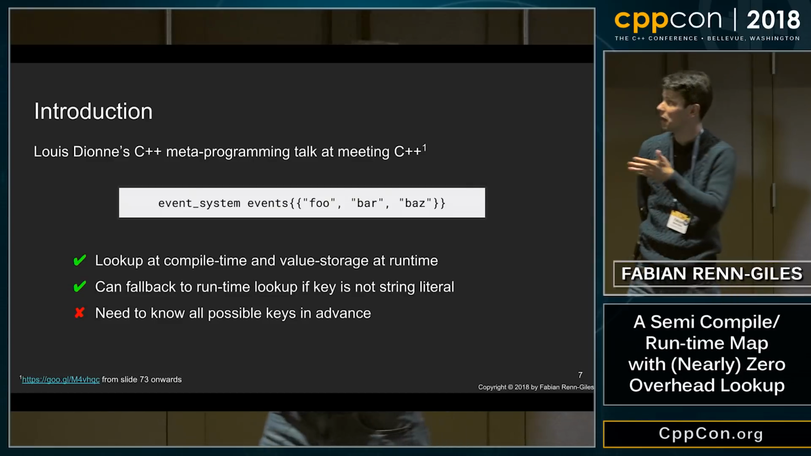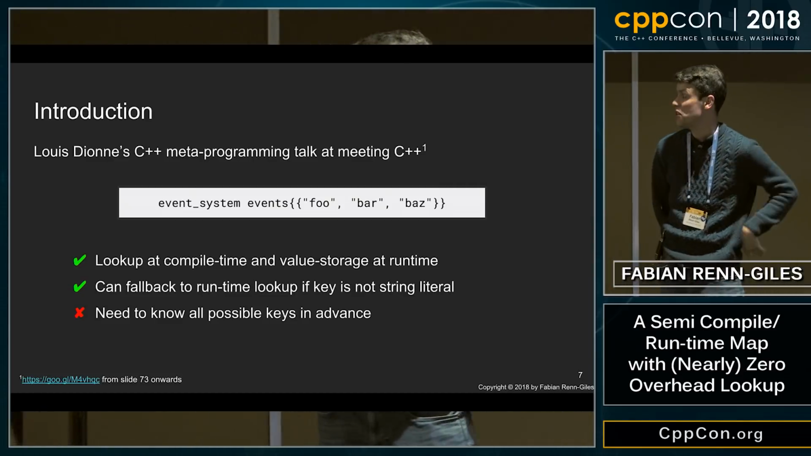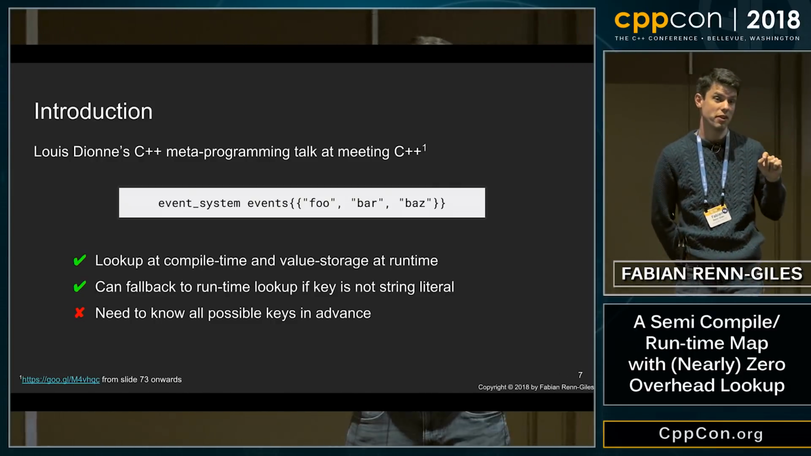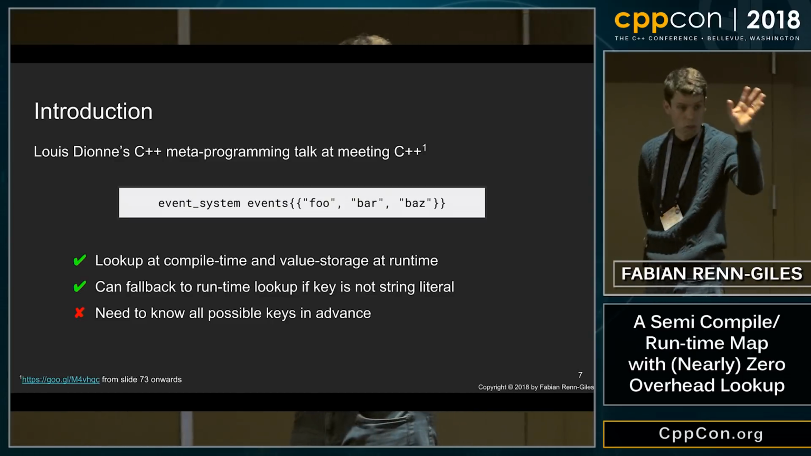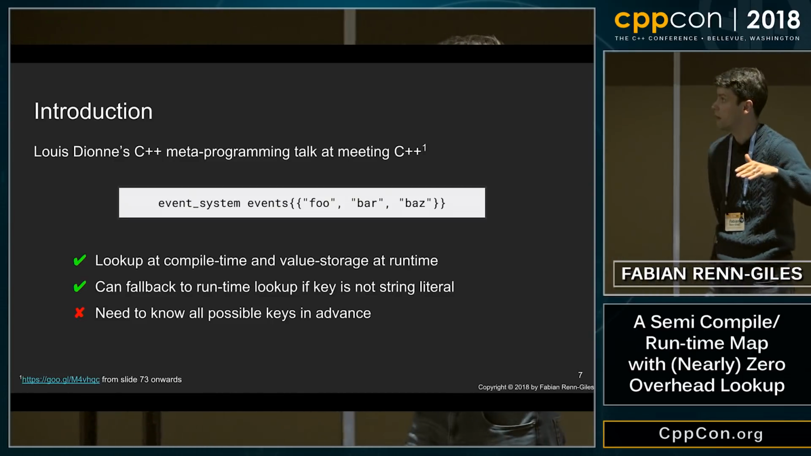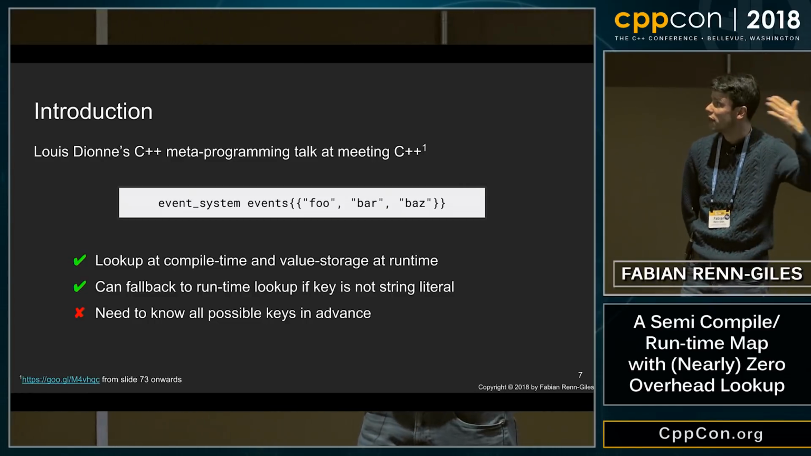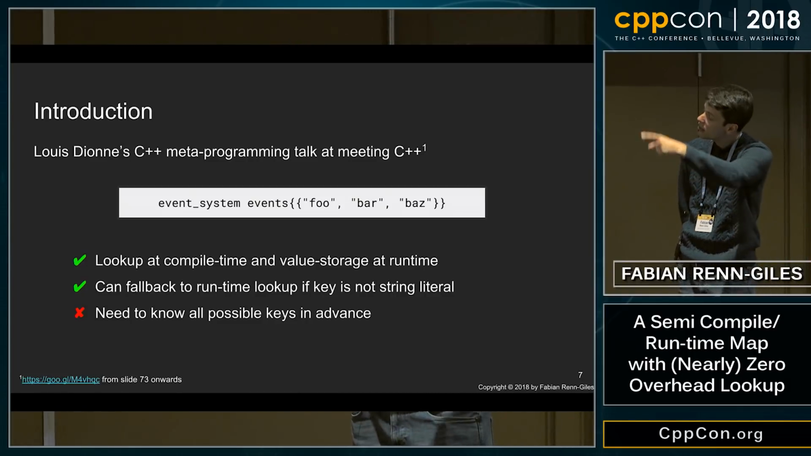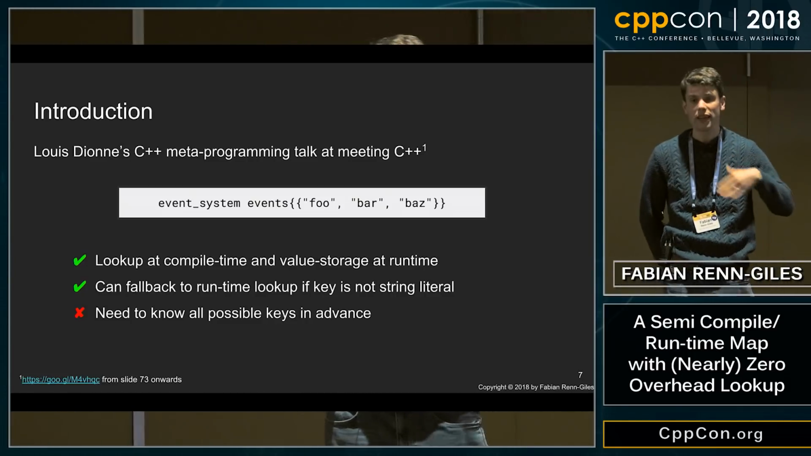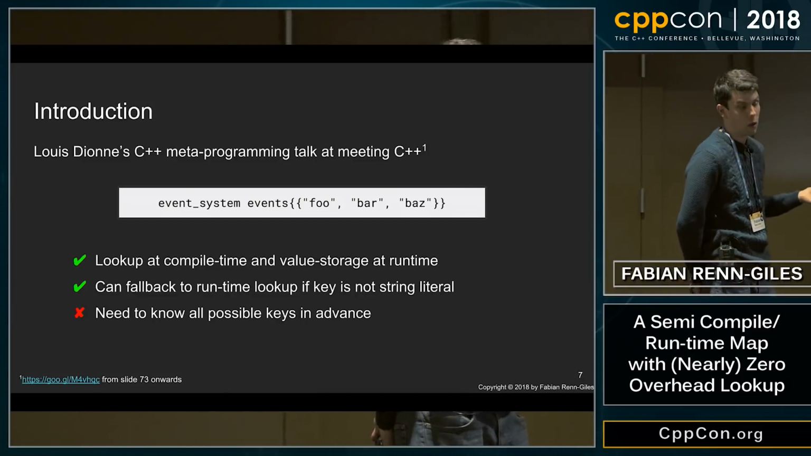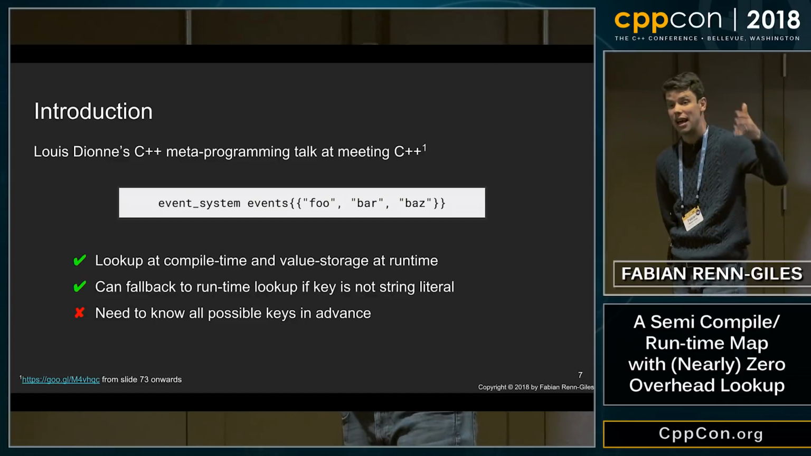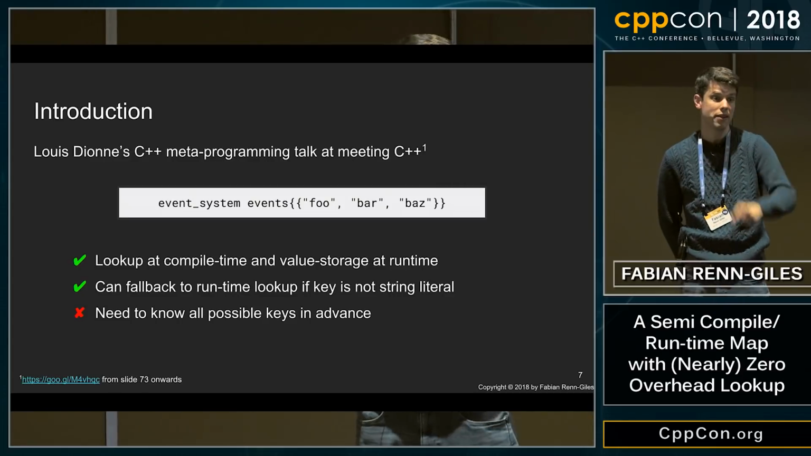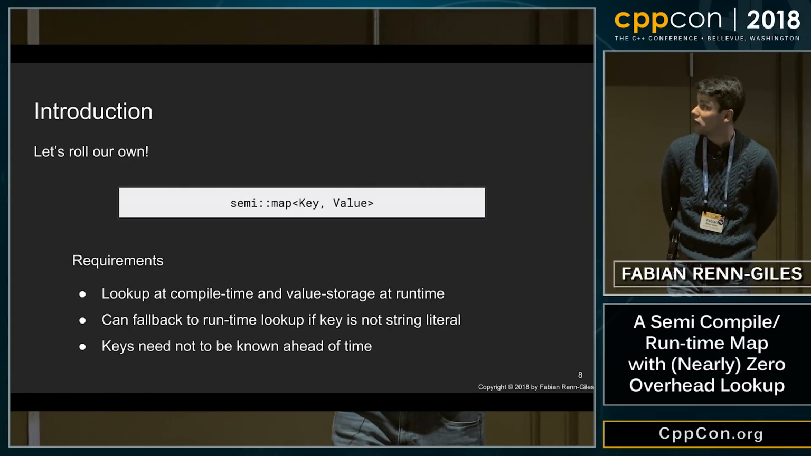Louis, at Meeting C++, he also introduced a map. He used it with an example with an event system. And that map nearly did exactly what I wanted, right? It looked up the values at compile time. You could still modify the values at runtime, but the lookup happened at compile time. You could also fall back to runtime lookup in those 1% of the cases where the key somehow comes from the user. But as you see in the constructor up there, you needed to know all the keys in advance. And for me, that was an issue because I didn't know which kind of Java classes the user would be wrapping, so I did not know which methods they would call. I could not have a single line with all the keys that I needed. So I decided to roll my own.